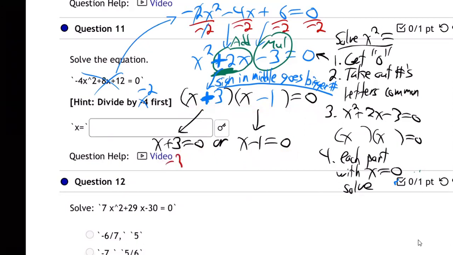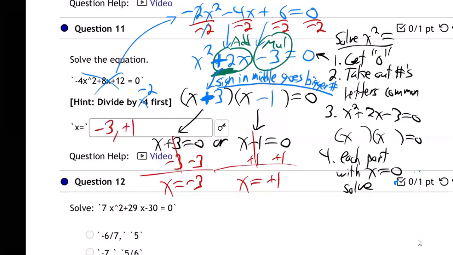Let's finish it up. Subtract 3. We got to solve it now. That's gone. X is -3. Add 1. Boom. X is +1. So the two answers are -3 and +1. Doesn't say anything about what order. So I'll just put them in whatever order. -3 and +1. There we go.